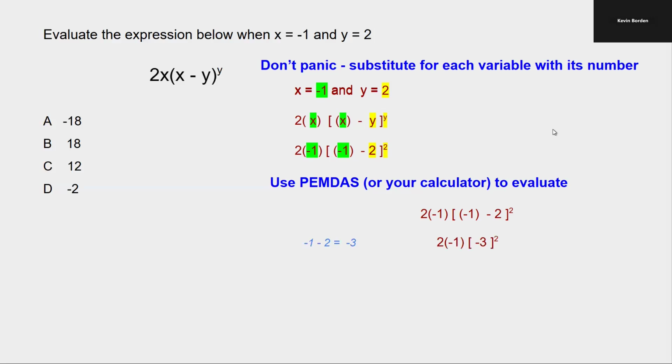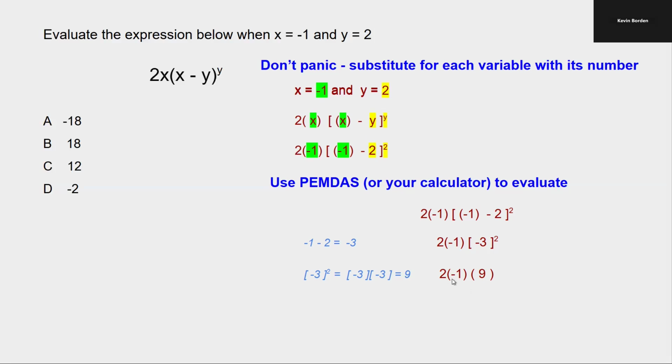Now, let's go step by step. The first step is to deal with inside the parentheses. So -1 minus 2 leaves us with -3 inside the parentheses. So that is handling the parentheses first. Next, we move to our exponent. We are taking -3 to the second power. We might also refer to that as -3 squared. You can also think of that as -3 times -3, which is +9.